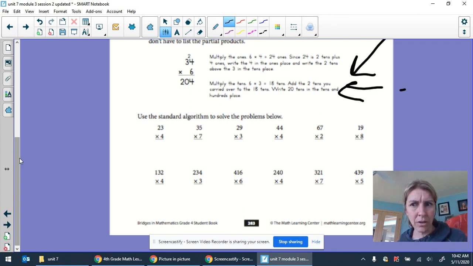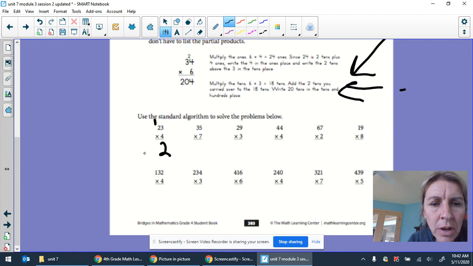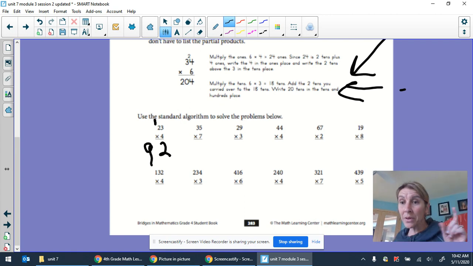I can do it in my head because I know partial products, but let's do it with the standard algorithm because that's what it asked. So I'm going to take the 4 times 3. I get 12, carry the 1. 4 times 2 is 8 plus the 1 is 9, so 92. So I did it two ways just to make sure I got it right. But my goal is to practice the standard algorithm. So that's what I need to do.